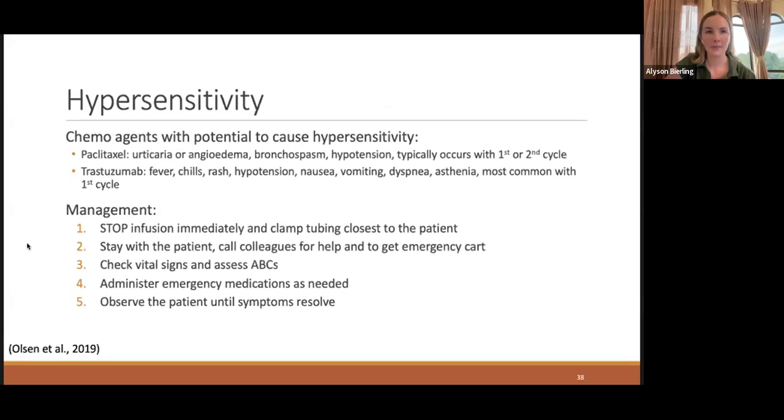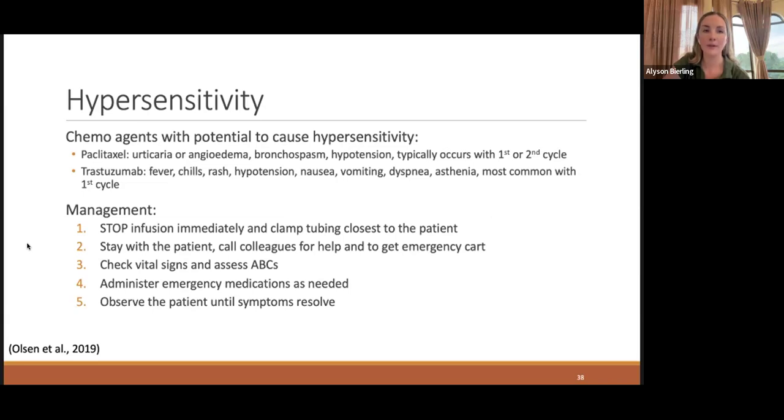Let's talk a little bit about hypersensitivity. So really any chemo agent has the potential in theory to cause hypersensitivity, but we know that there are certain chemo drugs that have a higher likelihood of causing hypersensitivity. So in your setting, the two drugs that have higher likelihood to cause hypersensitivity are paclitaxel and trastuzumab. So paclitaxel hypersensitivity, typically we see that happening on the first or second cycle that a patient receives. And then trastuzumab, typically on the first cycle.